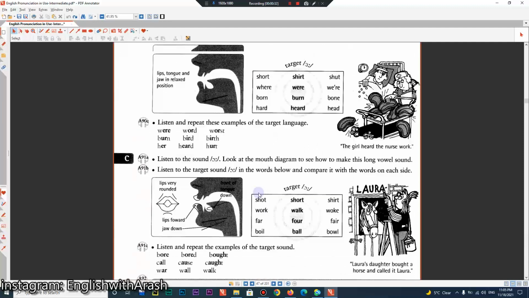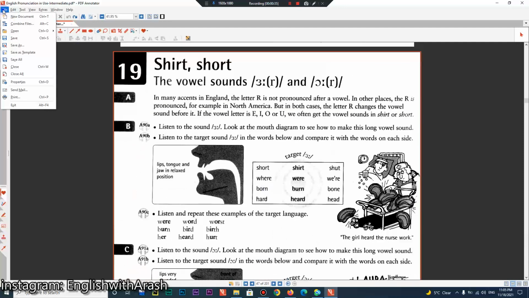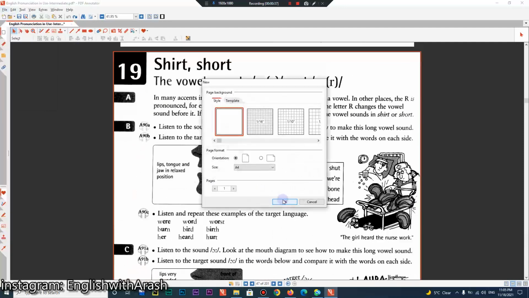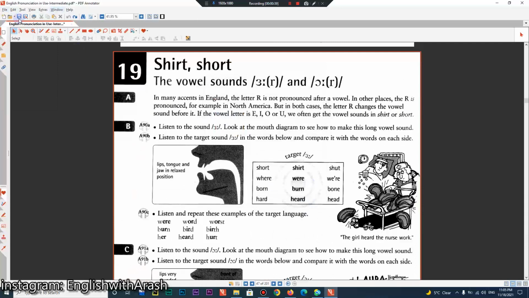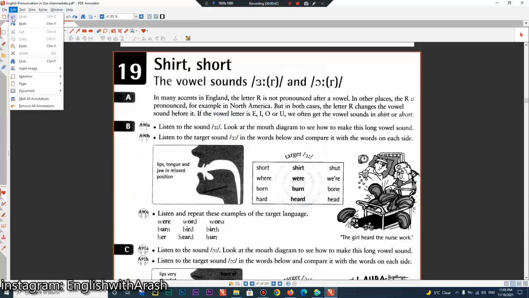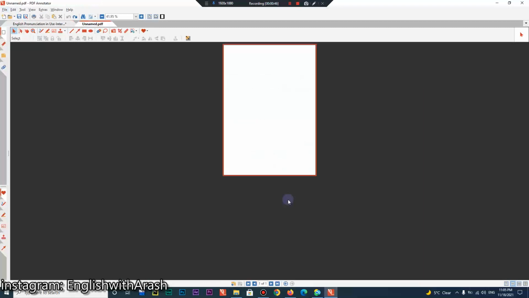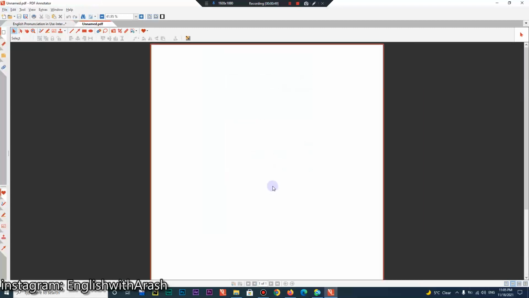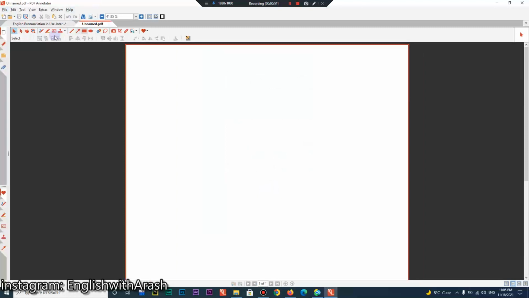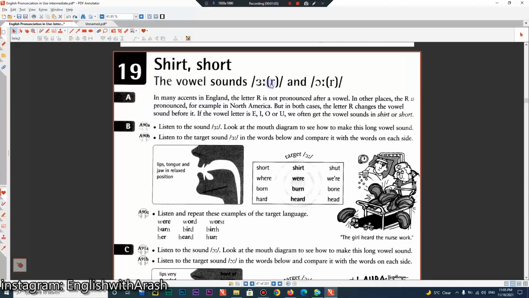Okay, basically what we are learning in this lesson are two vowel sounds. So one of them is this. This is one of the sounds that we're learning. This sound. And we have this sign here.